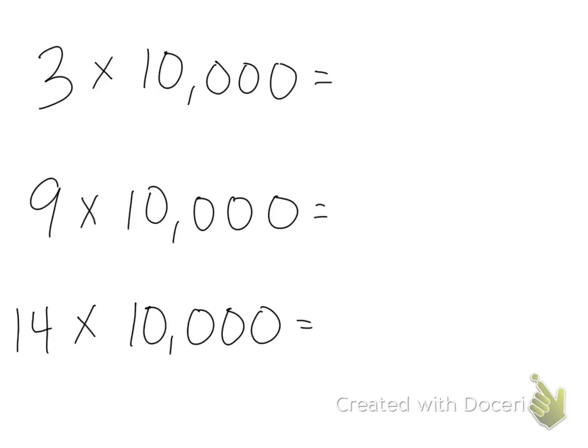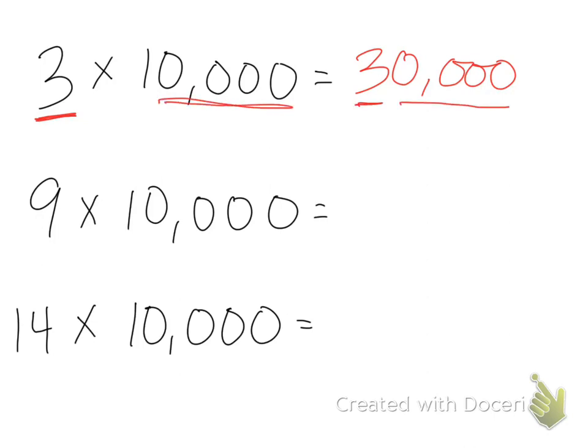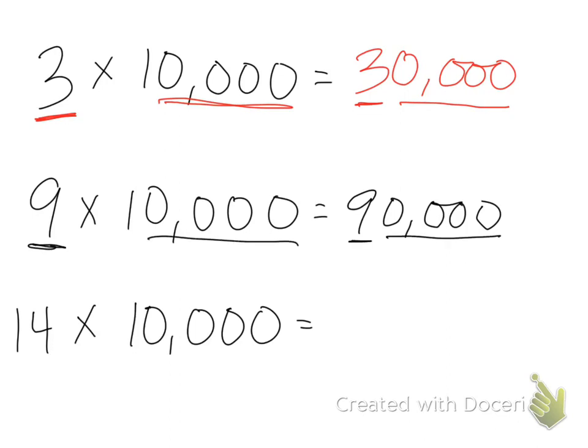All right, we can do the same thing with multiplying by 10,000. So 3 times 10,000 is the same as 30,000. As you can see, it's the number we multiply by with 4 zeros after it. 9 times 10,000 is 90,000 because it's 9 with 4 zeros after it. 14 times 10,000, that's going to be 14 with 4 zeros after it. 1, 2, 3, 4. So 14 times 10,000 is 140,000.